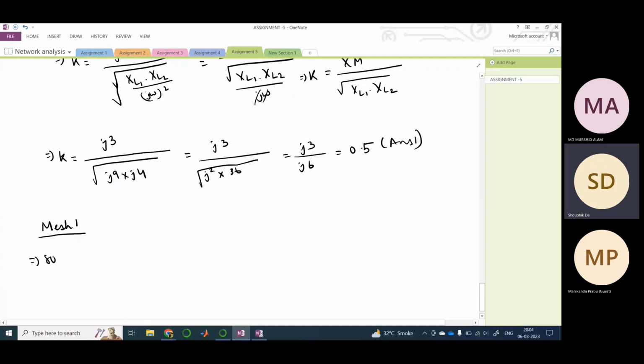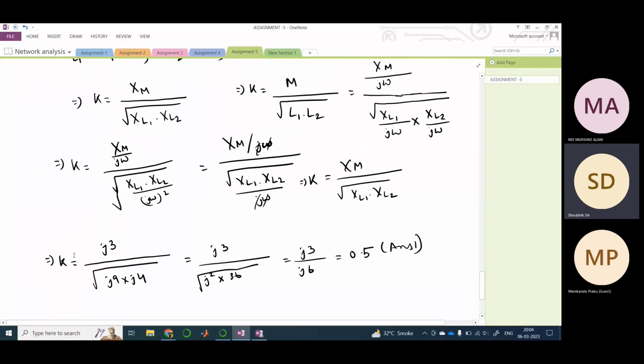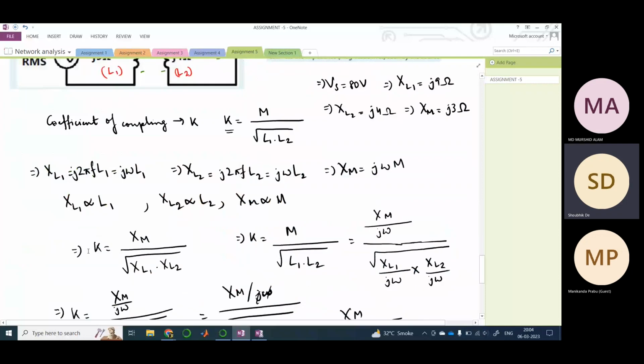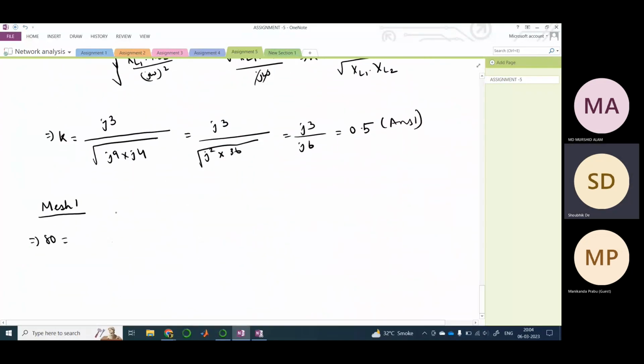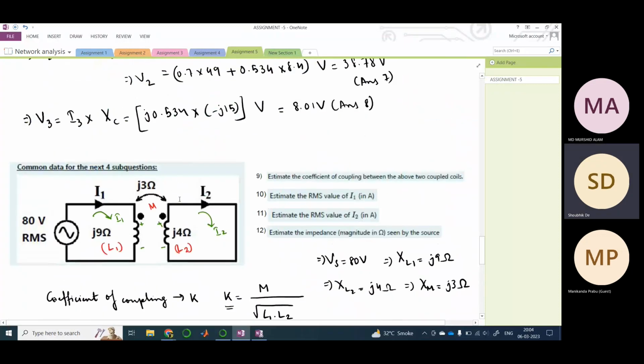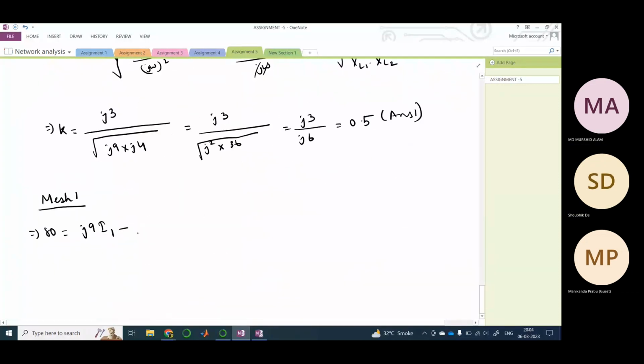your 80 equals, how much was this? j9 I1, right? So j9 I1 minus, it was j3 probably, right? Very nice, j3. This is your first equation. And it's very simple, right?